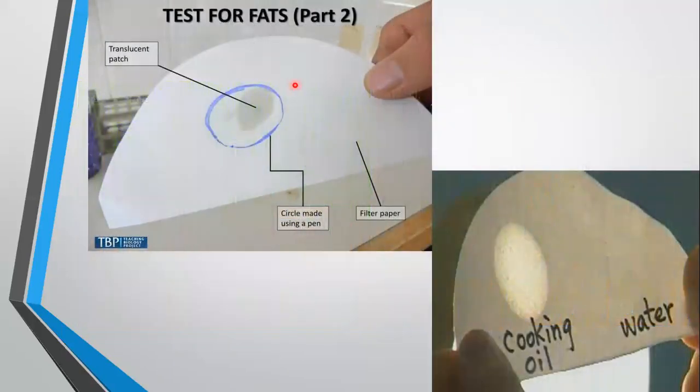Test for fats. To test for fats, wrap a small quantity of the food sample in a piece of paper. Crush the wrapped food sample gently. Observe the paper after some time. You will find an oily patch on the paper if the food has fat content, which is due to the presence of fat. You can even further prove it by passing light through the oily patch, finding that that particular part of the paper is translucent rather than being opaque.